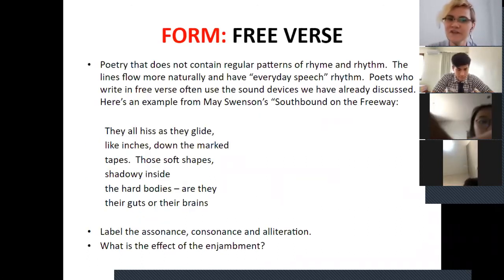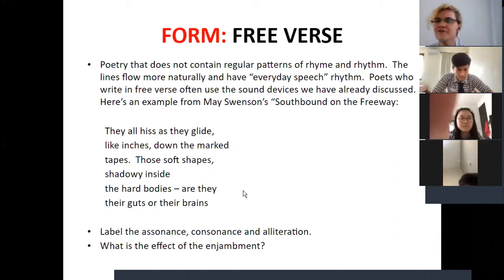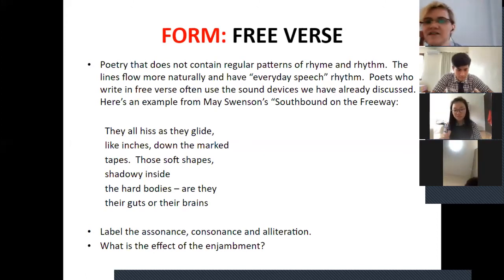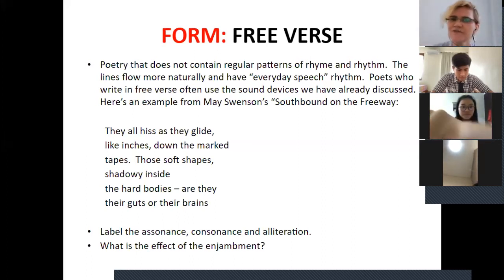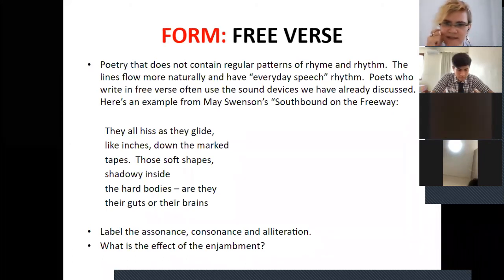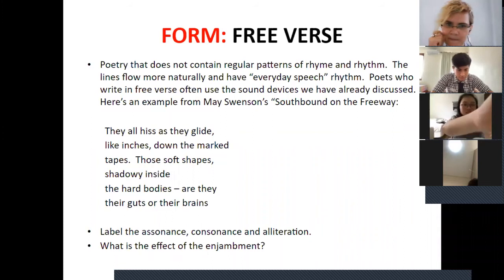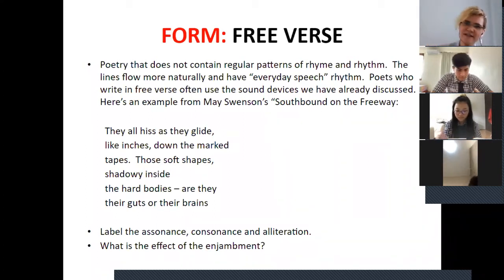Then we've got, of course, free verse poetry that does not contain a regular pattern of rhyme and rhythm, called free verse. We talked about this last year as well. The lines flow more naturally and have everyday speech rhythm. Poets who write in free verse often use the sound devices we have already discussed. This is an example from May Swenson's Southbound on the Freeway. They all hiss as they glide, like inches, down the marked tapes. Those soft shapes, shadowy insides, the hard bodies, are they their guts or their brains?